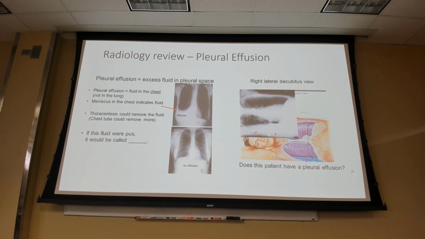All right. What do we call it if the fluid in there is pus? Empyema, what you guys said? All right, good. And then theoretically, if you were to lay the patient down, that fluid in a right lateral decubitus view you should be able to evaluate a little bit better, but I've never gotten a lateral decubitus film. I've never seen one other than in a textbook, but it is something you can think about if you're unsure.